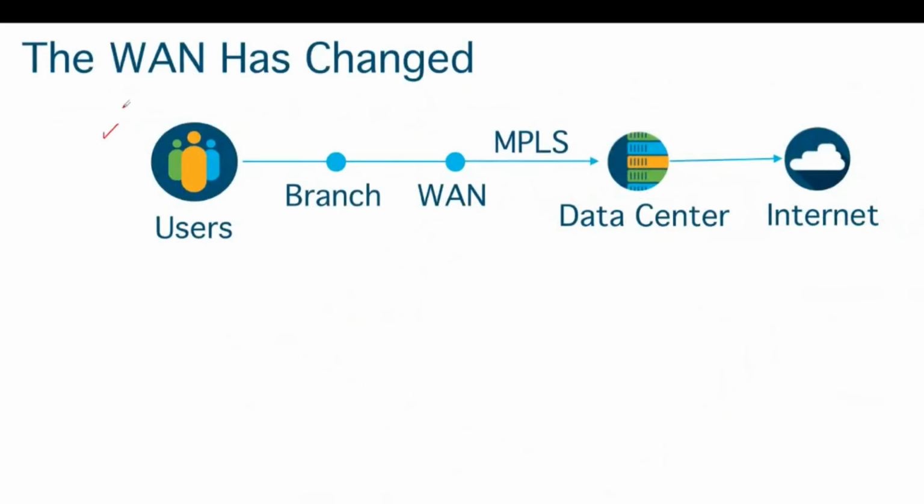So the WAN has changed, right? How has it changed? Say, for example, the users are connected to the branch. From the branch to the data center, we have a WAN connection, which is typically MPLS. Traditionally, we were doing that. If the branch users wanted to access the internet, they were doing it like that. But the issue with the traditional approach was that 80 to 90% of the traffic was focused on the data center, that is, all your applications were in the data center.